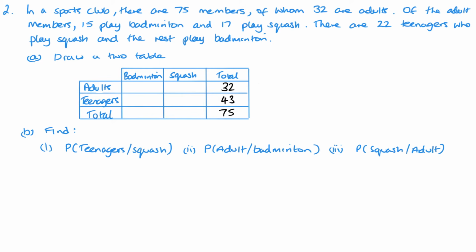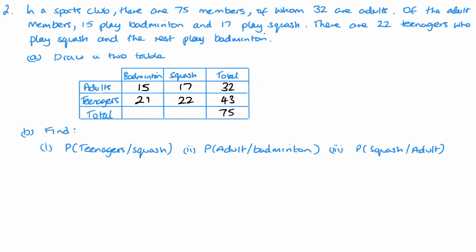Of the adult members, 15 play badminton and 17 play squash. That's quite a lot of information. We didn't really need all of that. There are 22 teenagers who play squash and the rest play badminton. So 43 minus 22 gives me 21.